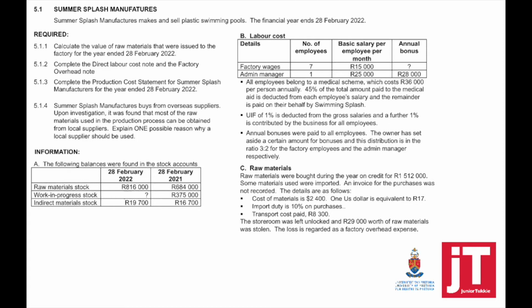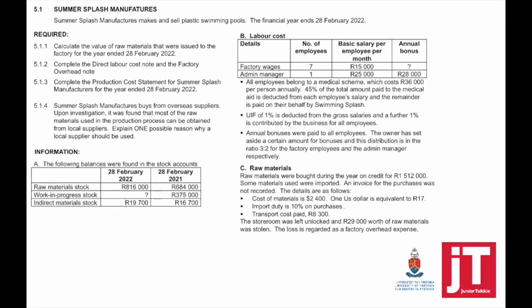So take note, they didn't ask you to complete the direct materials note. They've asked you just to calculate what was the raw materials that were issued. 5.1.2 Complete the direct labor cost and the factory overhead note. 5.1.3 Complete the production cost statement for Summer Splash for the year ended 28 February 2022.